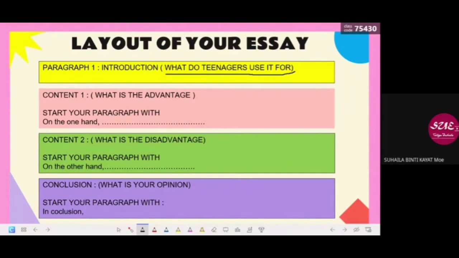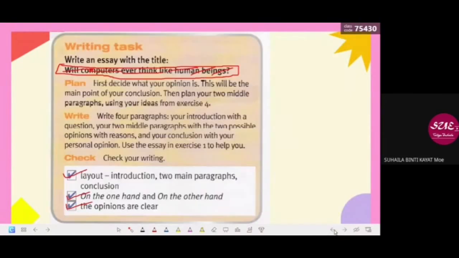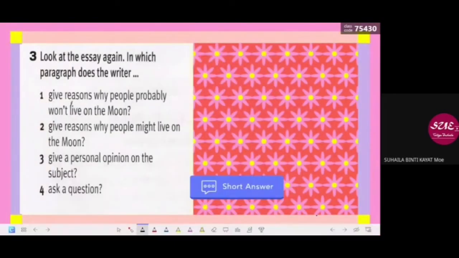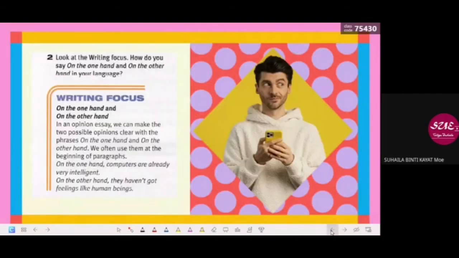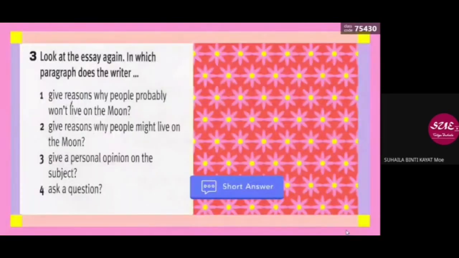Okay, last, conclusion. You start with in conclusion. Okay, alright, in conclusion, then what? What is your opinion? Okay, now you have to give your own opinion. So you have to refer to the exercise 1 that we discussed earlier, to see how you give personal opinion.